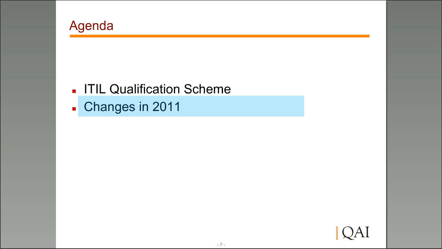Okay, now moving to the next item of this presentation, that is the changes in 2011. Somewhere in 2009, many ATOs and EIs found certain irregularities in the 2007 V3 version that was launched. So somewhere in 2009, APMG launched a project on revising this, and that went live in 2011. And now, rather than ITIL V3, it's called ITIL 2011.